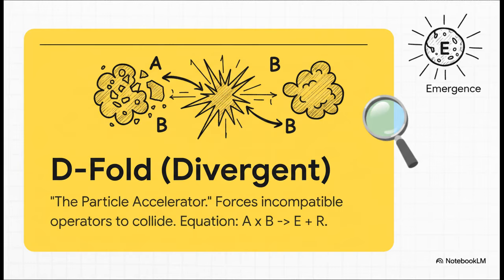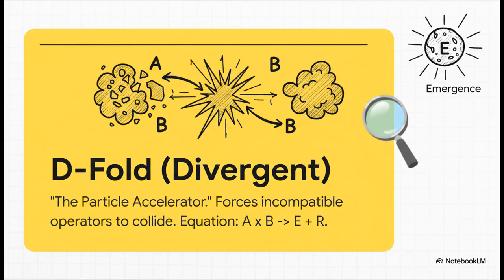This is the particle accelerator. You take two operators, A and B, that seem totally incompatible, and you slam them together. And this collision produces two things. First, you get E for emergence. That's your brand new shiny orphan concept.